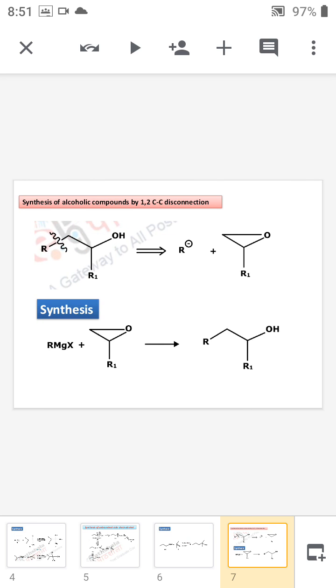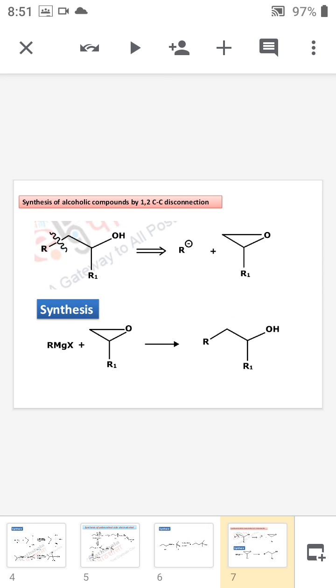Now we are moving into the synthesis of an alcoholic compound by 1,2-CC disconnection. See here, the name 1,2 comes from this: in this example, the OH group is connected to one of the carbon atoms. And we have to name that carbon atom as 1 and the next carbon atom as 2. So now we are going to disconnect the CC bond here.